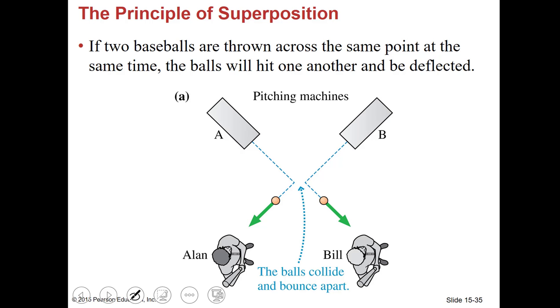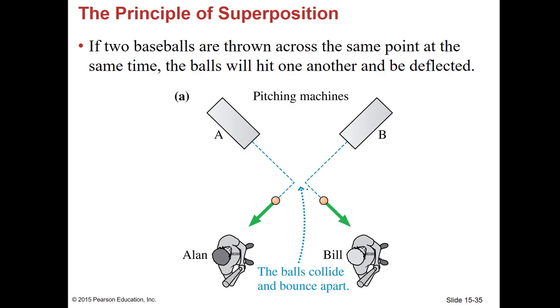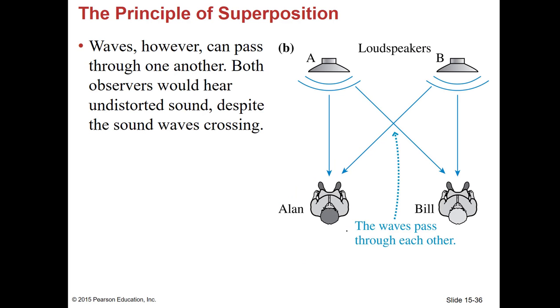So here's the principle of superposition. If you had pitching machines, you've got this machine over here, A, this machine B. Now, if you threw 2 baseballs and they hit at the same spot, they don't pass through each other. The ball coming from machine A would deflect over to Alan. The ball coming from pitching machine B would deflect over to Bill. And they don't pass through each other. Waves, on the other hand, can pass through each other.